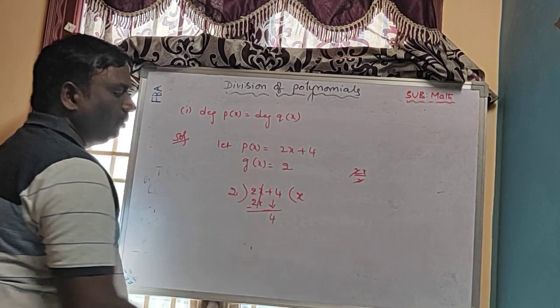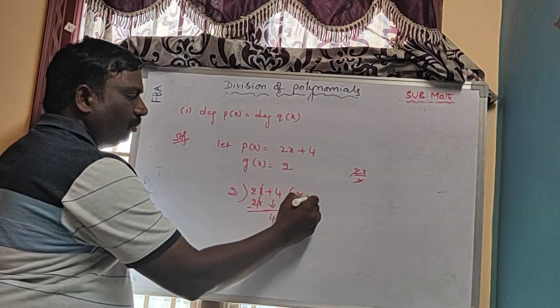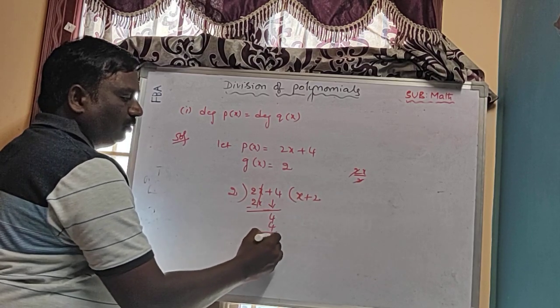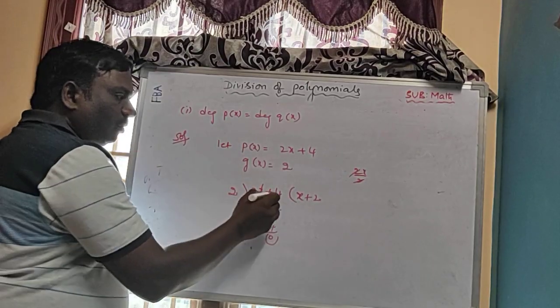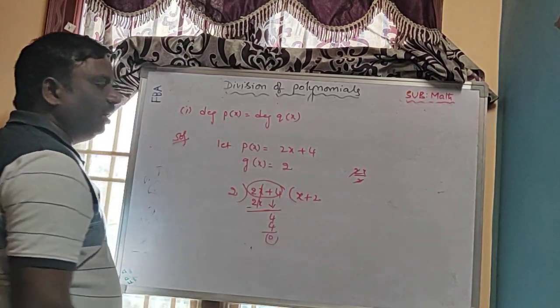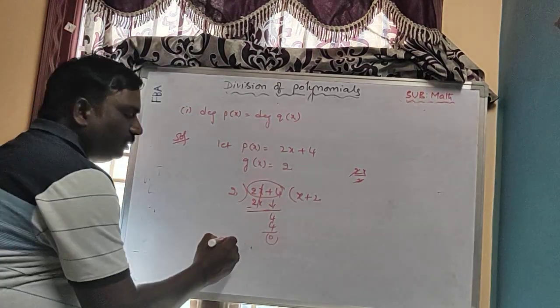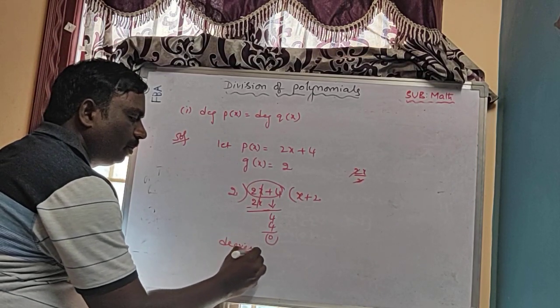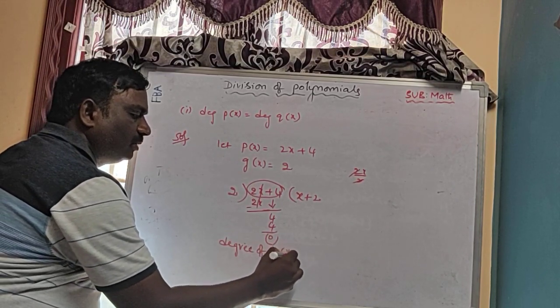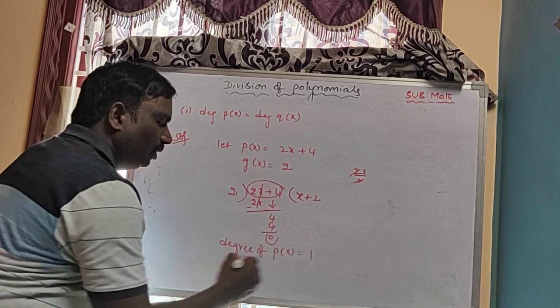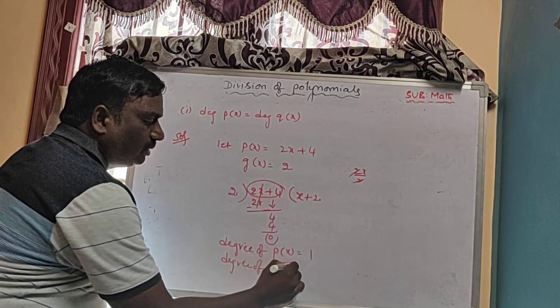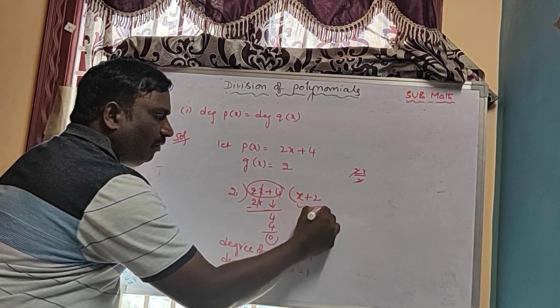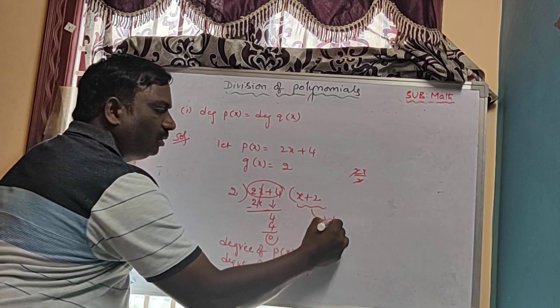Bring down 4. 4 by 2 plus 2. 2 2s are 4. That is the division. So what is the degree of this p of x? Degree of p of x equal to 1. Degree of q of x is also 1. Identify this degree. This degree is also 1.